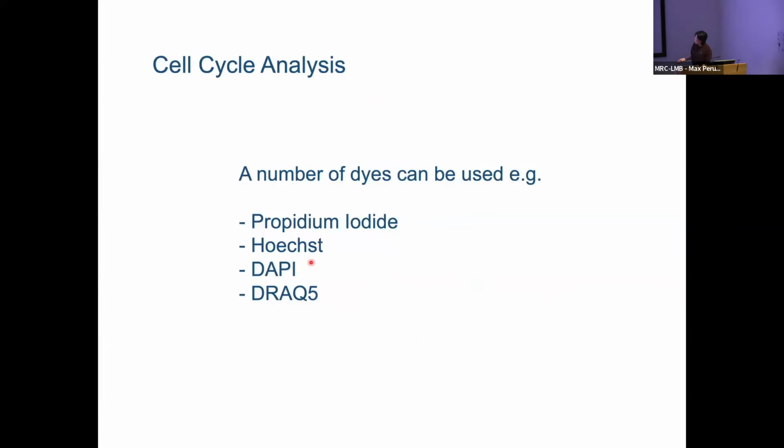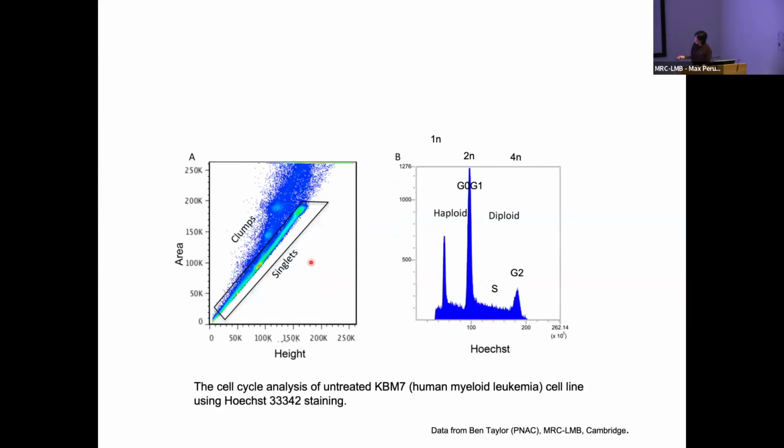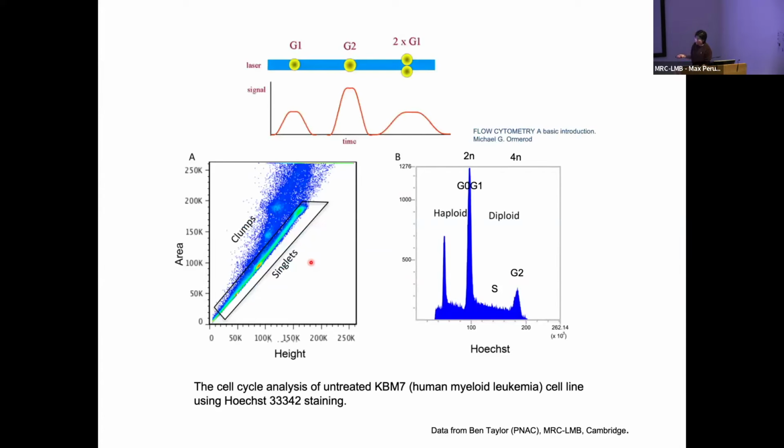We can also analyze the cell cycle by flow cytometer. There are a number of dyes available on the market. So typically people use Hoechst and DAPI, sometimes PI. So when you do cell cycle analysis, please come to talk to us because there are certain settings that have to be set on our flow cytometers.